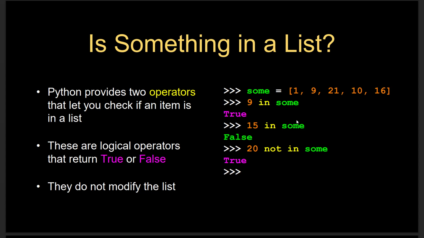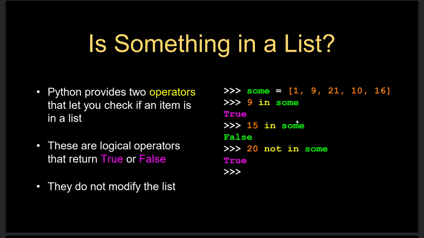So what are these membership operators? In and not in. These in and not in are logical operators. What do they return? Either true or false. If the element is present, it will return true. If it is not present, it will return false. They do not modify the list. These membership operators, in and not in, will not do any modifications to the list.